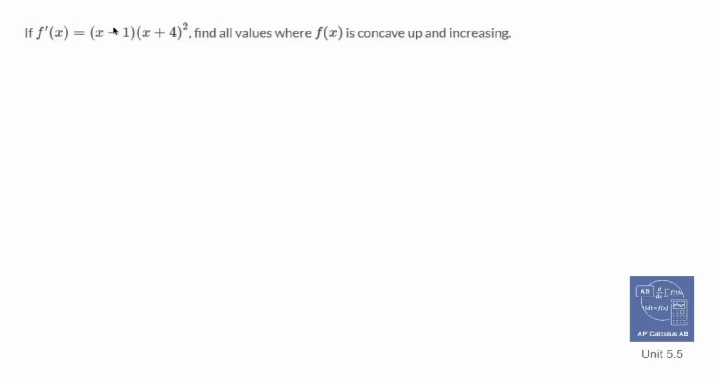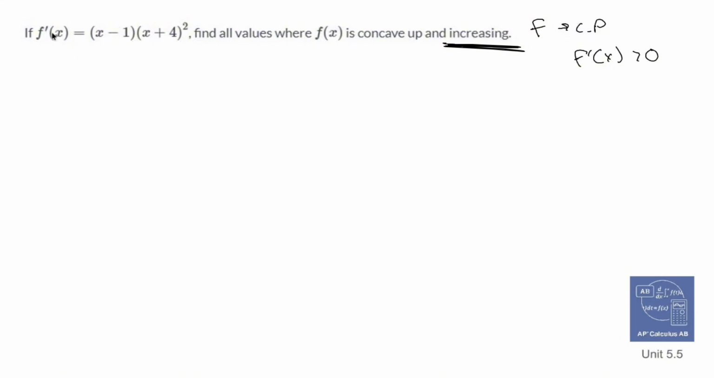If f prime of x equals x minus 1 times the quantity x plus 4 squared, find all values where f of x is concave up and increasing. So let's deal with that first. Okay, when something is increasing, what you do is you take the function, you find the critical points, and you find out where the derivative is positive.